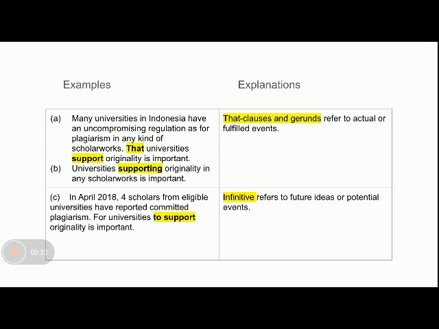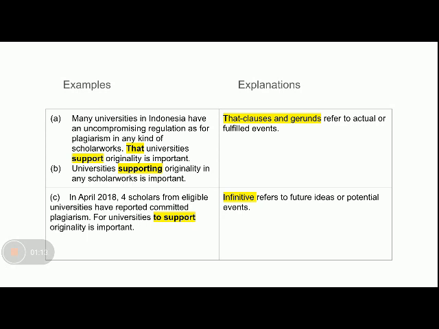So in this case, it means that the universities already fulfilled the idea of uncompromising regulations for plagiarism. And the same thing goes with example B. A university supporting originality in any scholar works is important. It means that gerunds are used to refer to actual or fulfilled events, just the same as that clauses. So it means that the university already has the regulation to prevent plagiarism from happening.